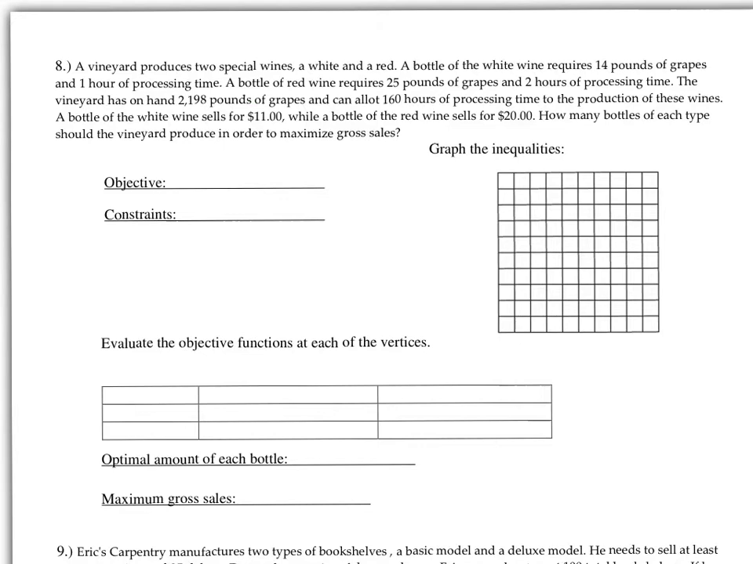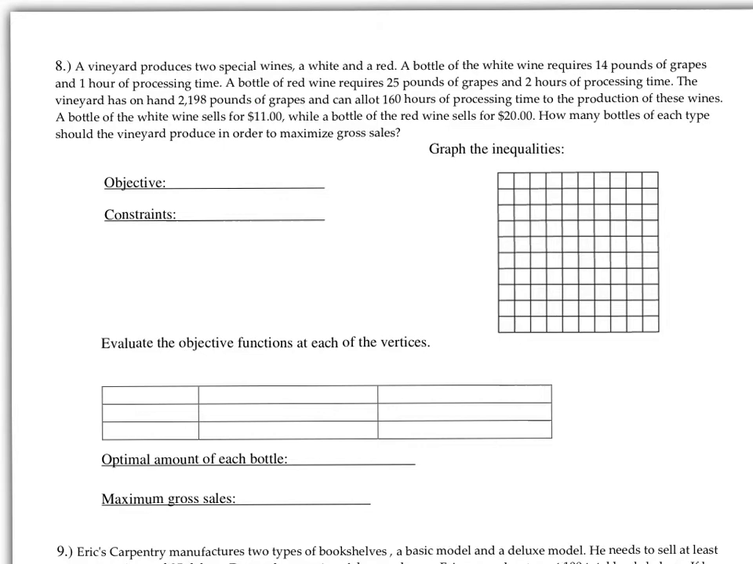The vineyard has on hand 2,198 pounds of grapes and can allot 160 hours of processing time to the production of these wines. A bottle of the white wine sells for $11, while a bottle of red sells for $20. How many bottles of each type should the vineyard produce in order to maximize gross sales? So we want to identify our objective and our constraints.